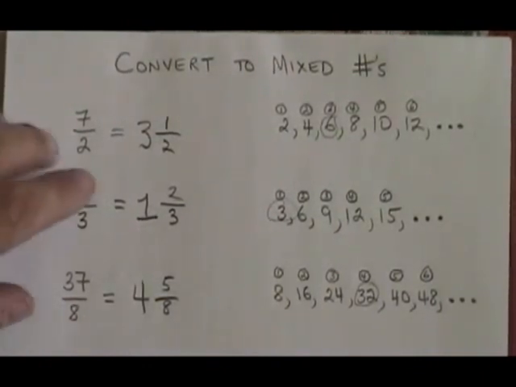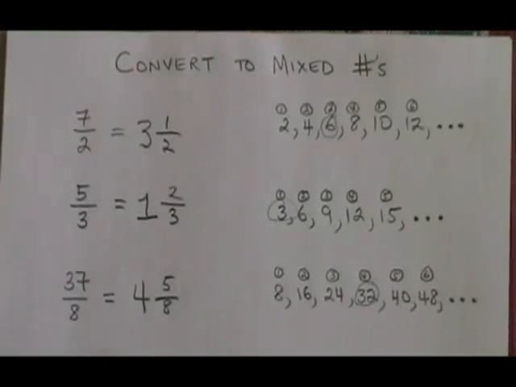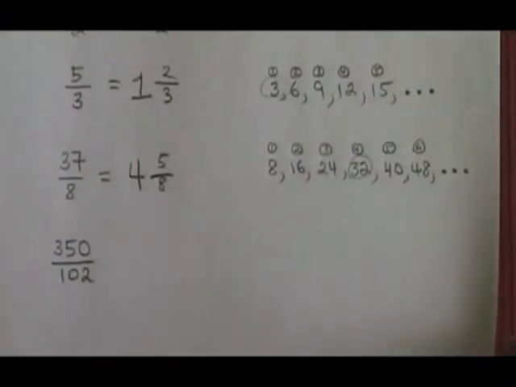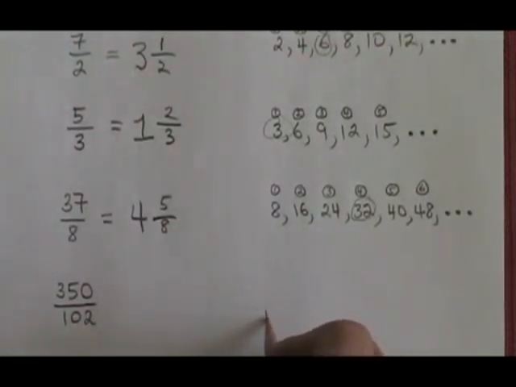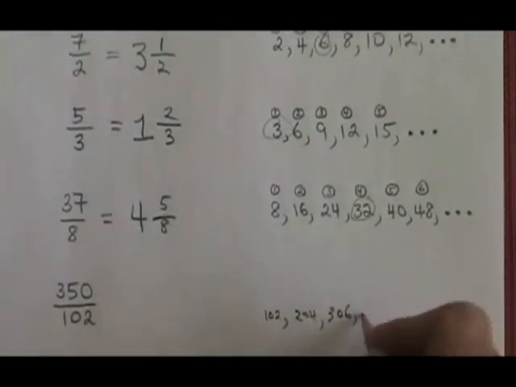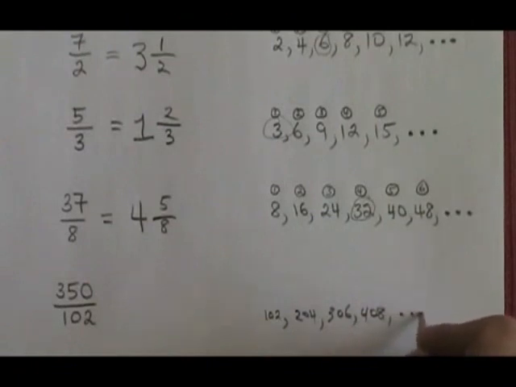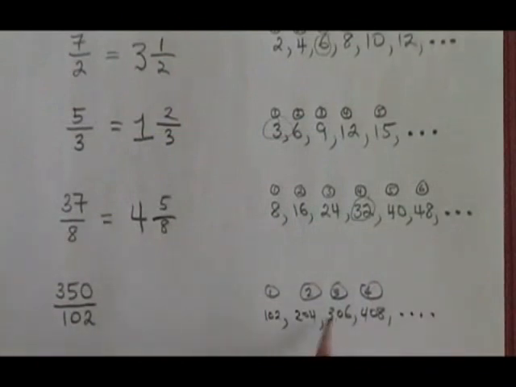Some of these simpler fractions can be done in your head, and it's best to do it that way once you feel comfortable enough with the process. But sometimes you get such a big fraction, like this one here, 350/102, that it's hard to do it in your head. And that's where this method becomes a little bit more useful. Let's make the multiples of 102 over here. 102, 204, 306, 408, and it keeps going. The biggest one of these that fits inside of 350 is this 306.